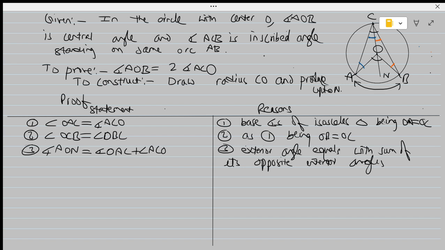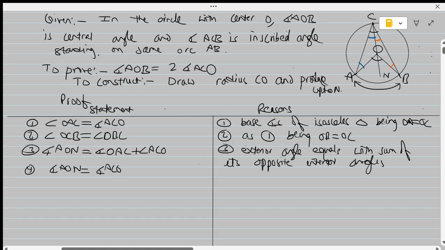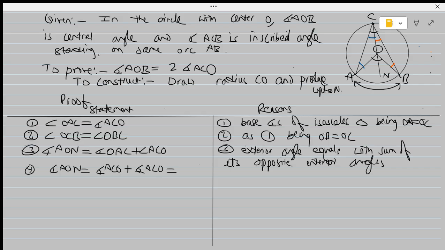And now, since you have made OAC and ACO equal, in place of OAC you can keep ACO. So in number 4 you can get AON equal to twice of, okay, I won't go directly. First I keep ACO in place of OAC. ACO plus ACO, OAC I have replaced with ACO, and that will give you twice angle ACO. So this I got from 1 and 3, and I write that in number 4.